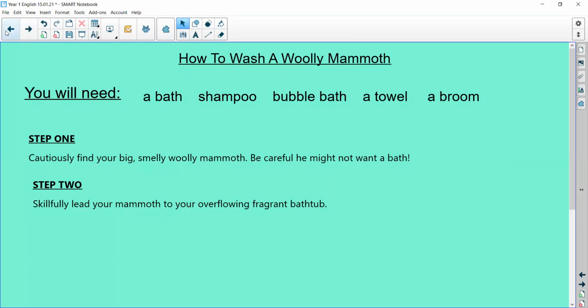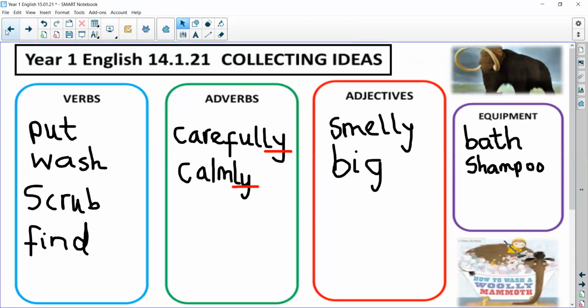Yesterday, we gathered our ideas together and we collected ideas on our verbs that we might use, our adverbs, our adjectives, and the equipment that we might need. So some of the verbs I collected are put, wash, scrub, find, and then some adverbs that I collected. How am I going to do this action? Carefully, calmly. So I've chosen 2 adverbs. And my adjectives, well, so far I've only described the mammoth and he is smelly and big. And then I started my equipment list. So you should have something like this in your book, and I have seen some of your work as well. Wonderful ideas.